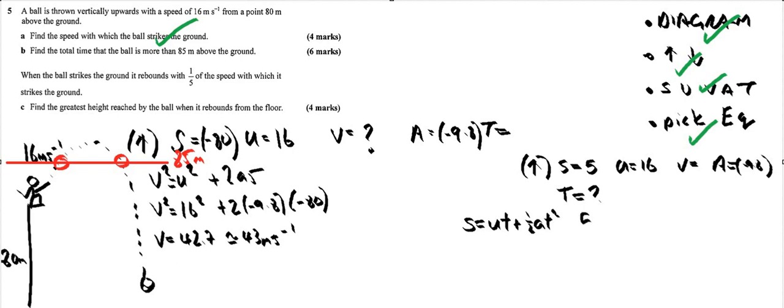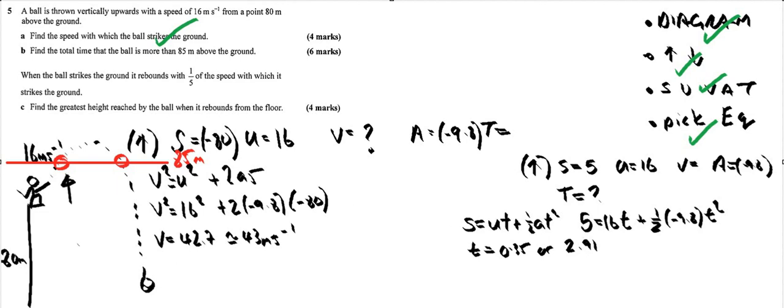Okay, so now I said that S is 5. I said that U is 16. I said that A is minus 9.8, and then we have T squared. So when I do that, I will find that T is equal to 0.35 or 2.91. So now that means that the first time, this one, is after 0.35 seconds. And the time it descends through that line is 2.91 seconds.